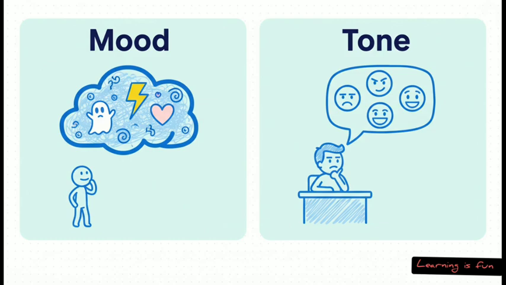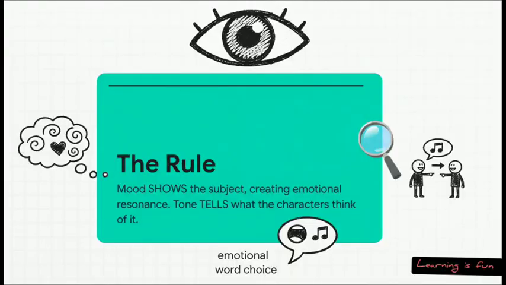Tone, on the other hand, is all about the author's or the narrator's attitude. It's what they think about what's going on. Are they being sarcastic, super serious, funny? That's the tone. Here's a super simple rule to lock this in your brain. Mood shows while tone tells. Mood uses things like setting and imagery to build this whole emotional world for you to step into. Tone uses very specific word choices to flat out tell you the narrator's opinion of that world.